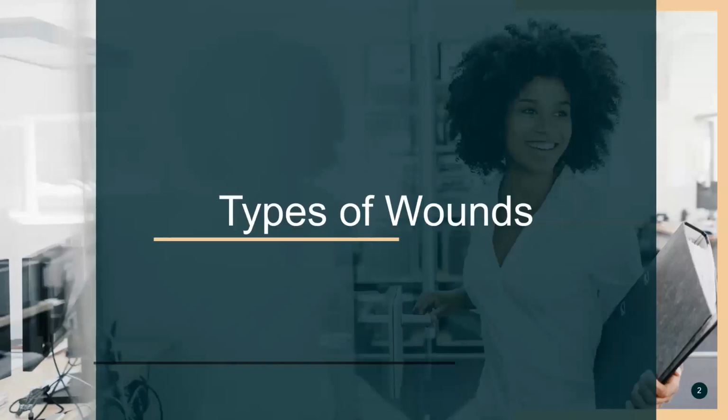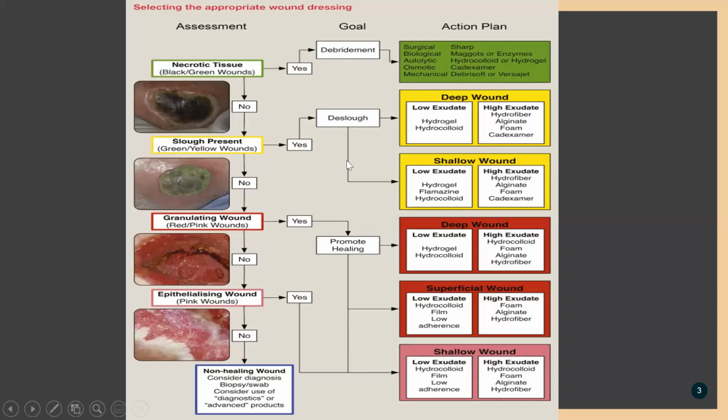First, we look at the types of wounds. There are so many types. For example, when you do the assessment: necrotic tissue, black or green wounds; then slough present, green or yellow wounds; granulating wounds, red or pink; and epithelializing wounds, pink. Most of these wounds are non-healing wounds.